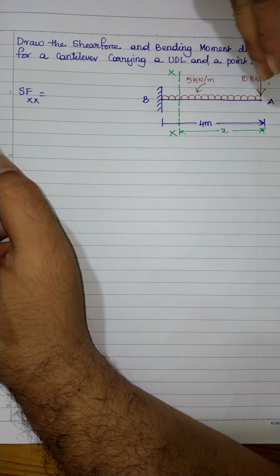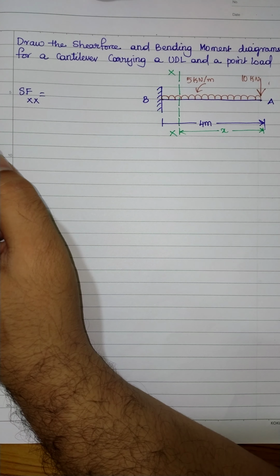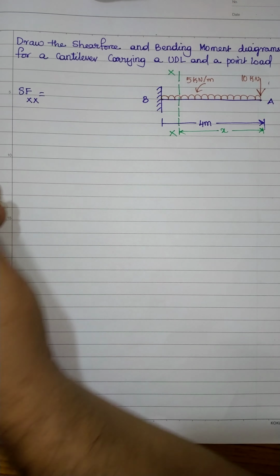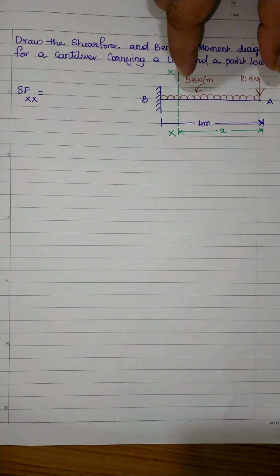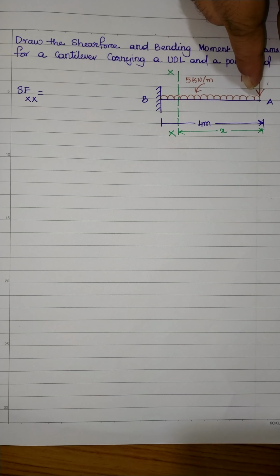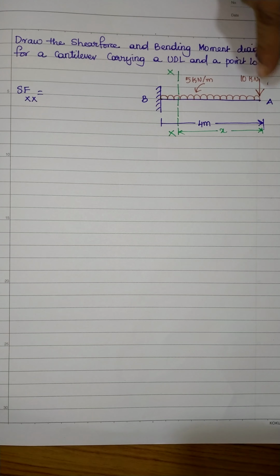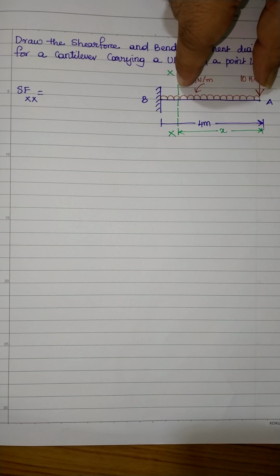Now, shear force at any section X-X. I am considering the right side of the section. According to the definition, shear force is nothing but the algebraic sum of all the unbalanced vertical forces acting towards the right or left side of the section. Towards the right side of the section we have 5 kN acting over a span of x meters and 10 kN acting at point A.